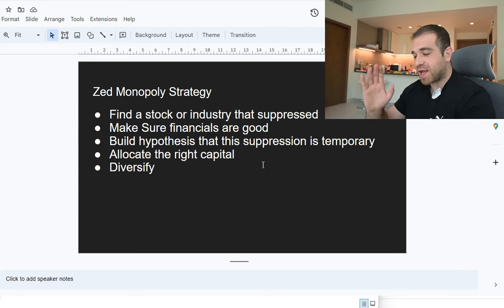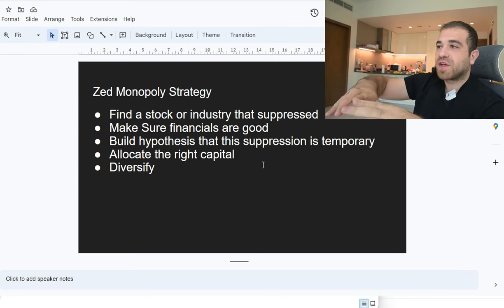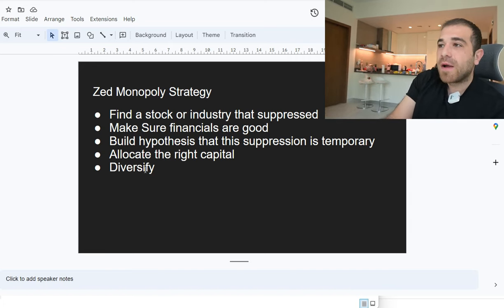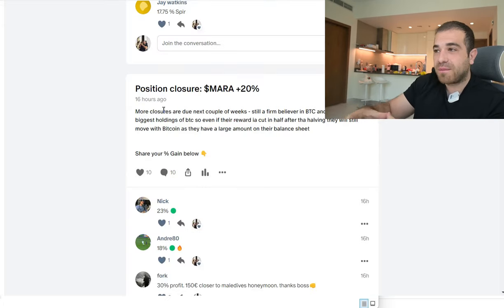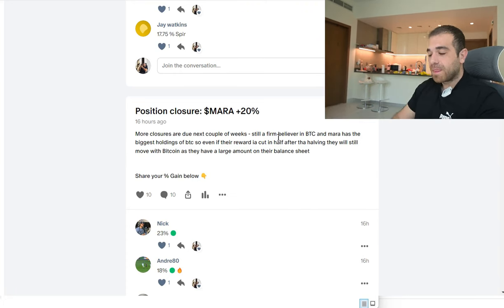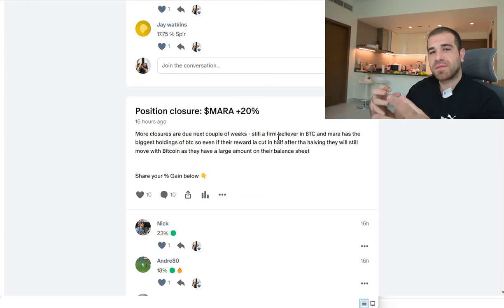So you need to understand, for example, if a stock is suppressed because of something that's going to take 2 years to lift, like an event that's going to take 2 years to lift this suppression, I would avoid it. But if it's a stock that has a suppression, but you know in a year's time this suppression will be lifted, like interest rates, then you would go for that. Or in Mara's example, okay, position closure Mara, 20%, the suppression was Bitcoin. We understood Bitcoin goes up, Mara follows.